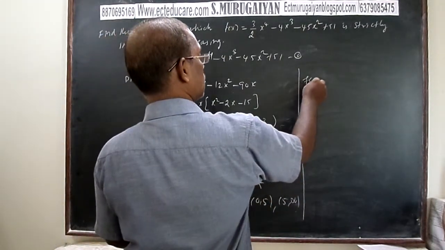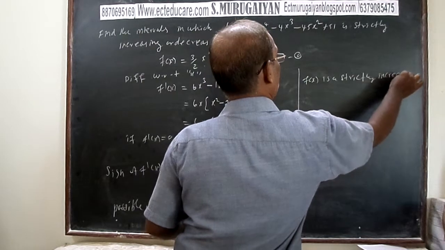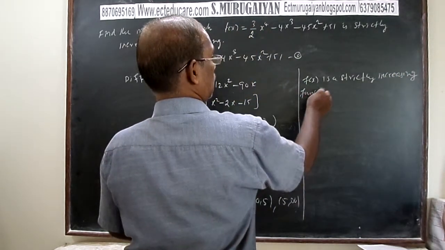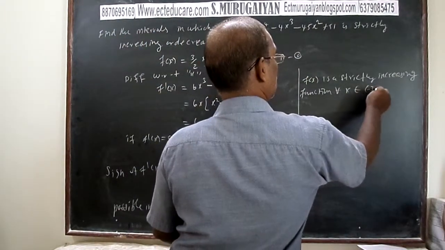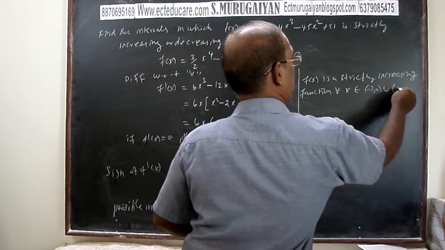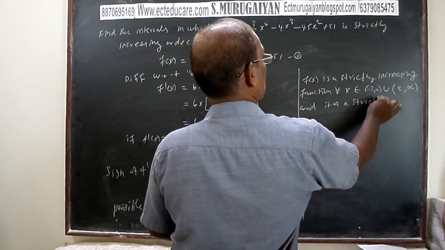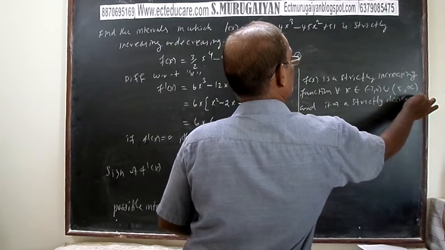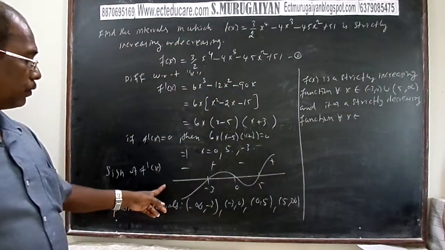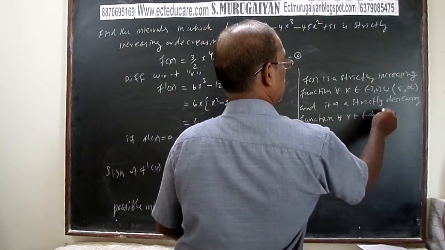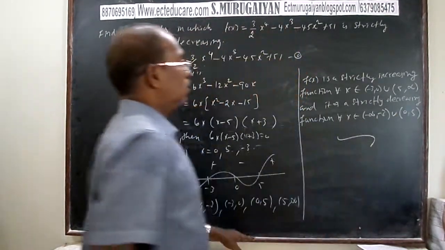So the function f of x is a strictly increasing function for all x belongs to the interval minus 3 to 0 union 5 to infinity, and it is a strictly decreasing function for all x belongs to the interval minus infinity to minus 3 union 0 to 5.